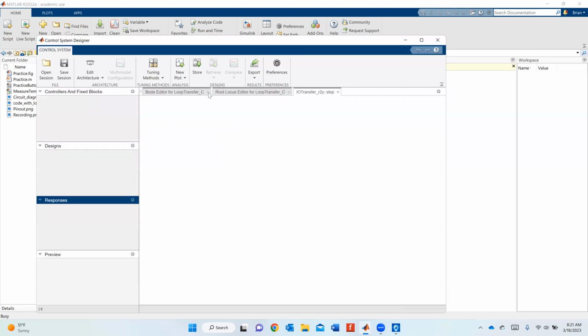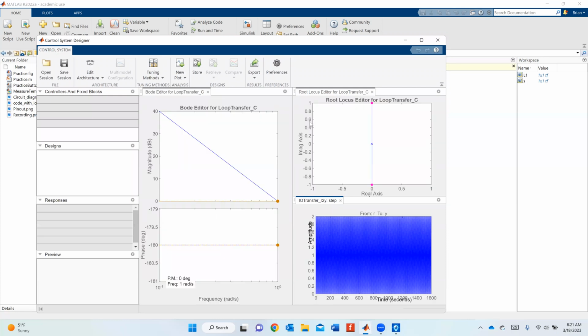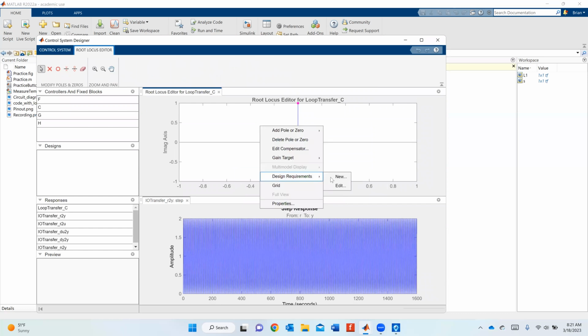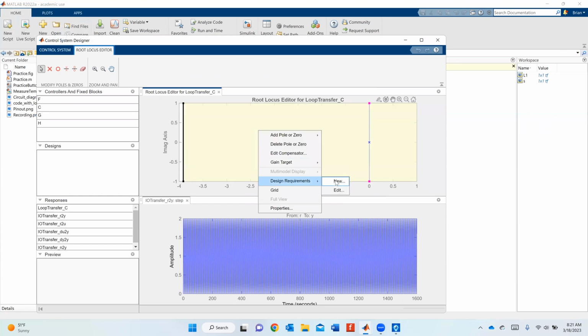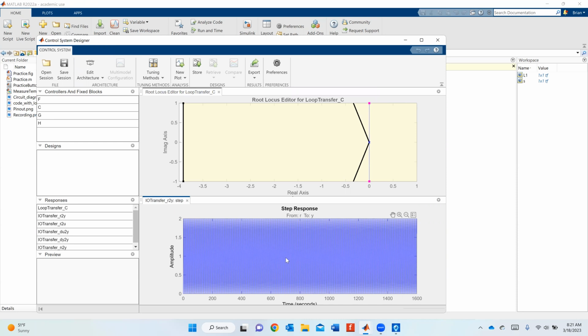Okay, so we don't need the Bode plot. We're just looking at root locus right now. So I'm going to close the Bode editor. And then we have to enter in our design requirements here. So for our root locus, we right click and hit design requirements, new. And so for the design requirement, settling time is going to be less than 4 seconds. Then we need to enter in a new design requirement where we're going to put the percentage overshoot less than or equal to 35%.